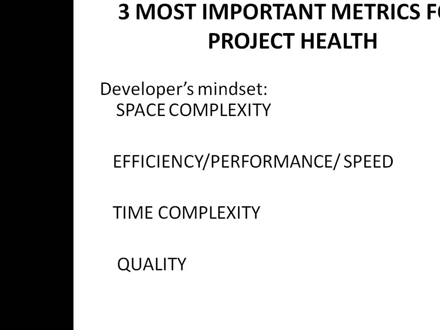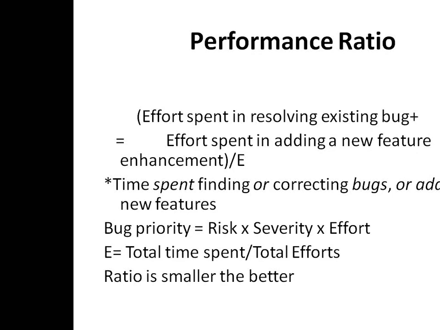If you know them, you can always check the status of your project, check the health of a project. With these three metrics, you can always say, my project health is good, bad or neutral. It's very easy, very fast. So what is the first metric? Performance ratio.